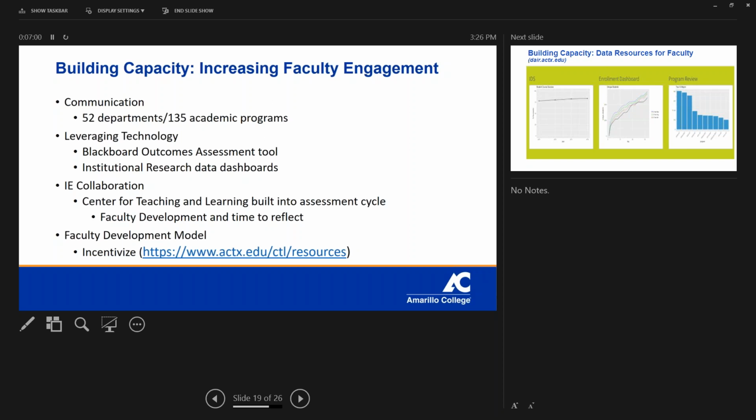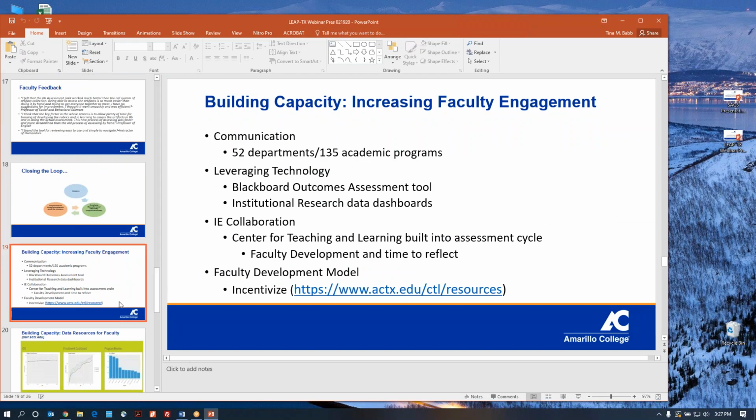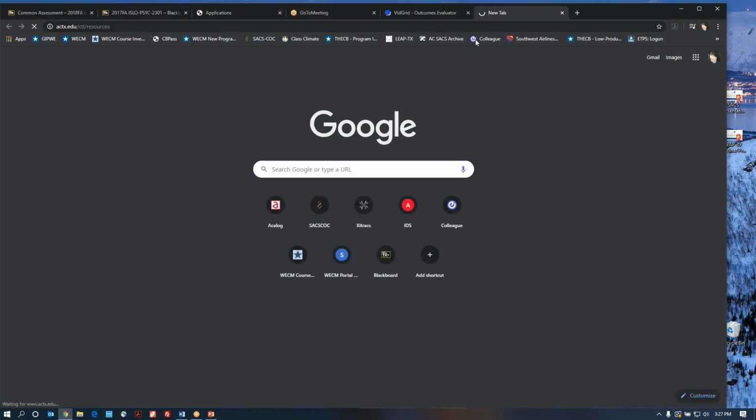And then we also incentivize our faculty development model, and I'll make sure that you get these links and these slides afterwards as well if you'd like them. And you could take a look at our resources and our faculty development model. Let me see if I can go out there now for you, just to give you an idea.